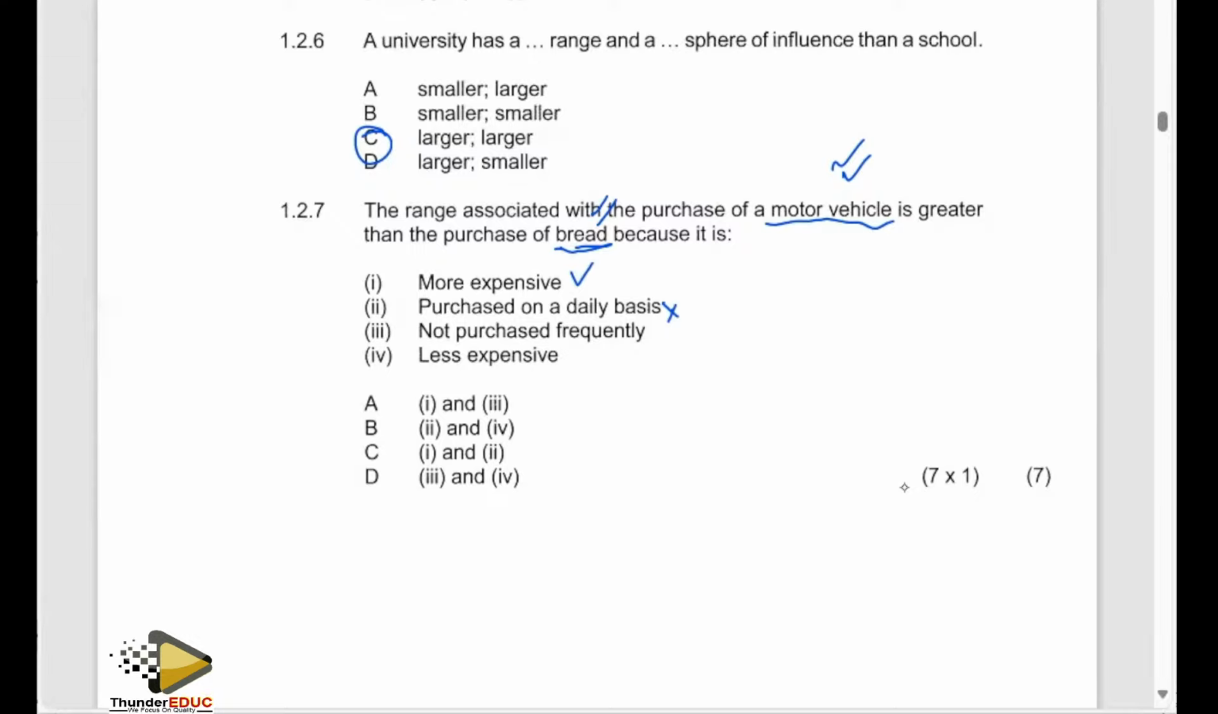Not purchased frequently. Yes. We don't purchase motor vehicles frequently. And it's less expensive. This is the wrong response. So combining the two, we have item number 1 and item number 3, which come as option C. Right, I will move on to the next question.